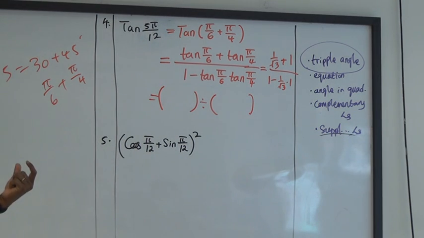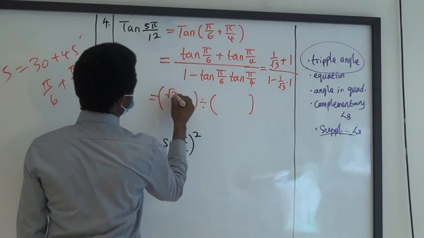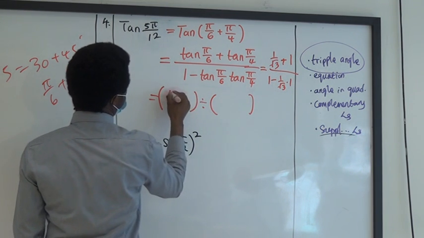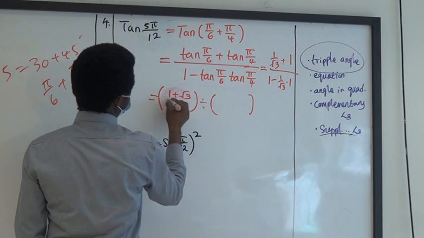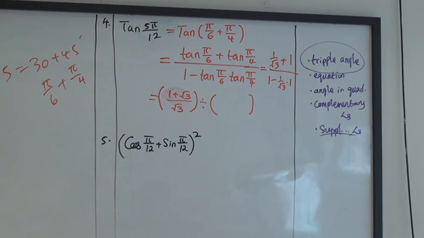Numerator divided by denominator. Okay? Because if this is a non-calculator paper, you can't just type something and write the answer. You need to know how to simplify. So this would be root 3 times (1 plus root 3), because now it's a fraction. 1 plus root 3 divided by root 3 as a single fraction. Do you agree?